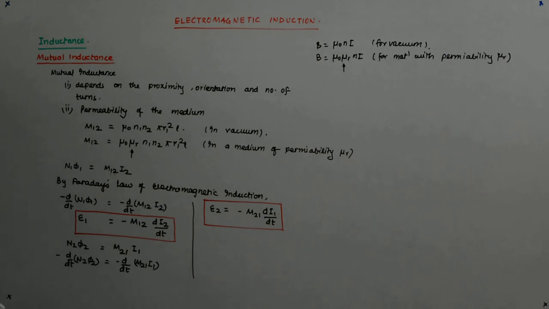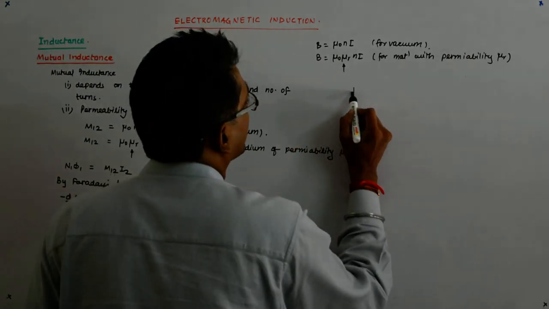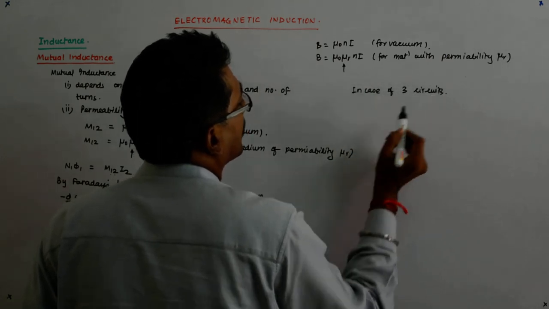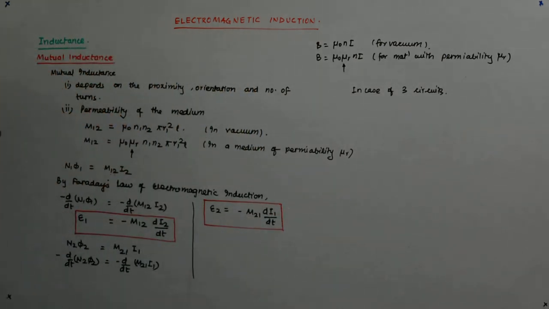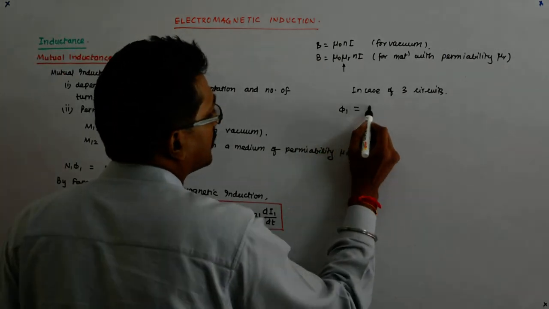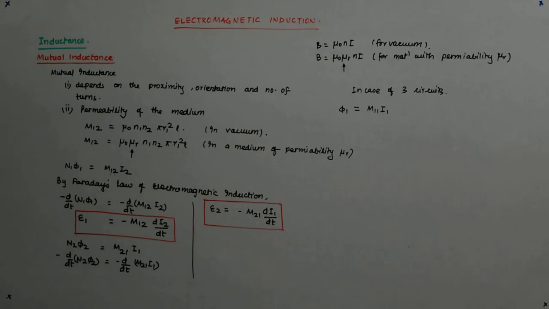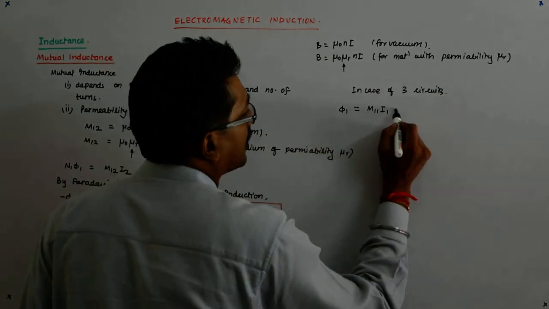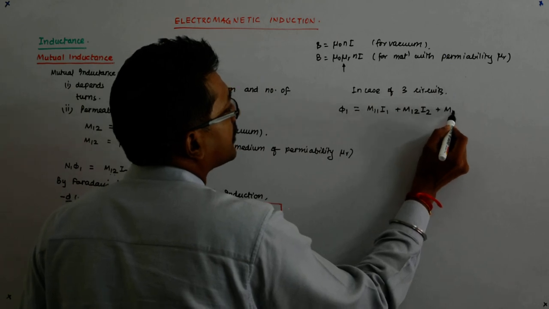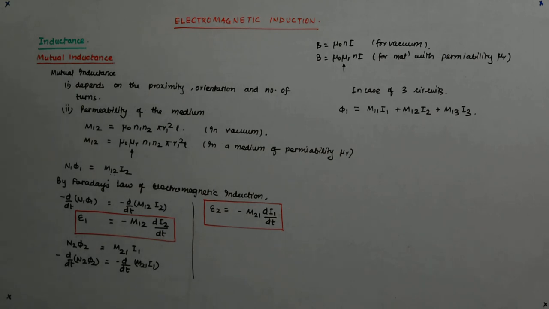Do we get that? Now it is not essential that there will be only two circuits. There could be three circuits. Okay, so in case of three circuits, what will happen? The flux linked by the first one is equal to M11 I1. What is M11? Due to itself. Flux in 1 due to current in 1 plus flux in 1 due to current in 2 plus flux in 1 due to current in 3. Is it not? This is the total flux linked.